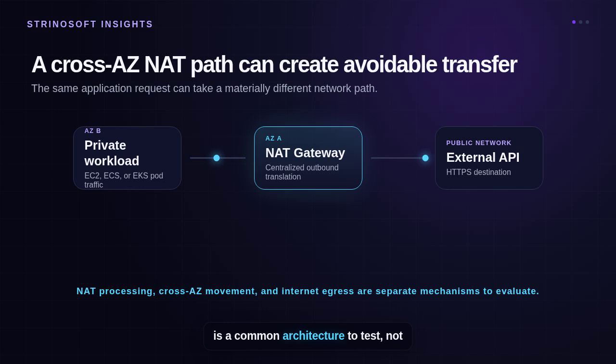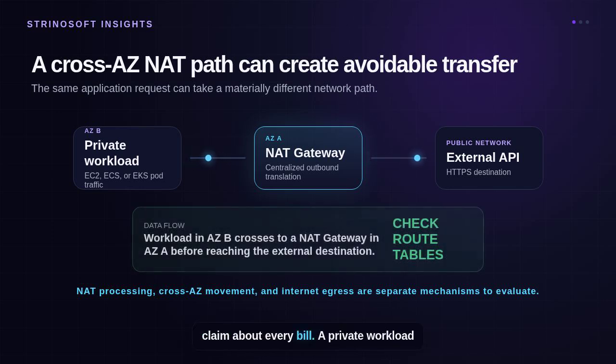Here's a common architecture to test, not a claim about every bill. A private workload in Availability Zone B sends HTTPS traffic through a NAT gateway placed in Availability Zone A, then to an external API. The workload to NAT leg crosses an availability zone before NAT processes the bytes and forwards them outward. Depending on the applicable AWS billing rules and traffic direction, this design can combine NAT data processing with cross-AZ transfer and internet egress considerations.